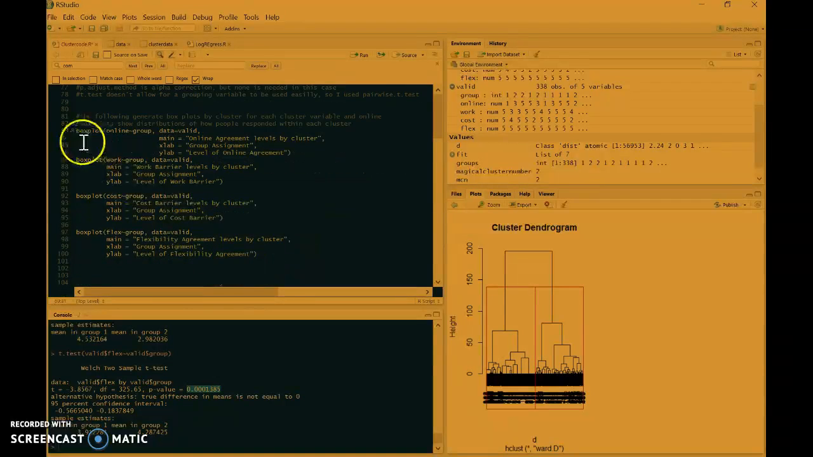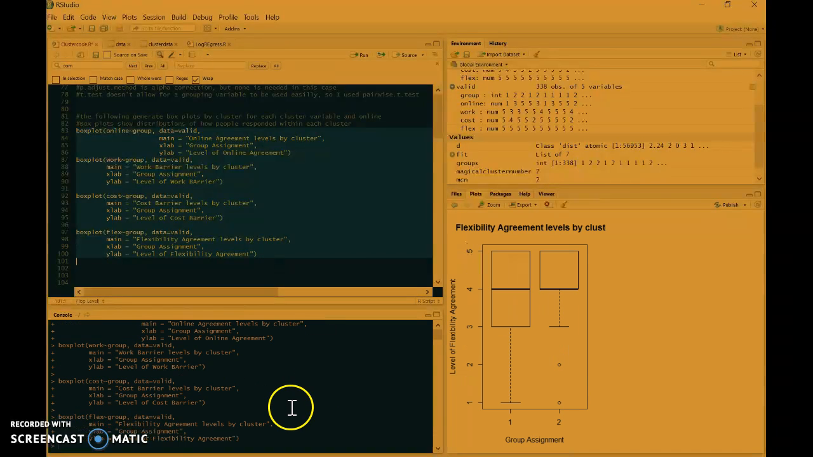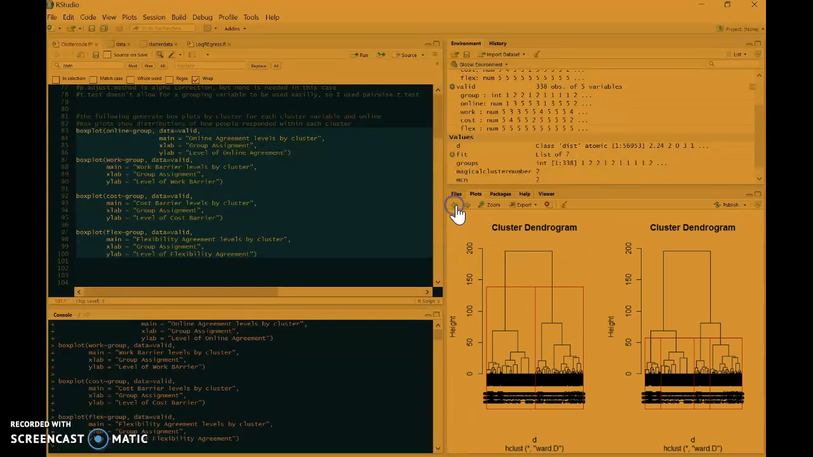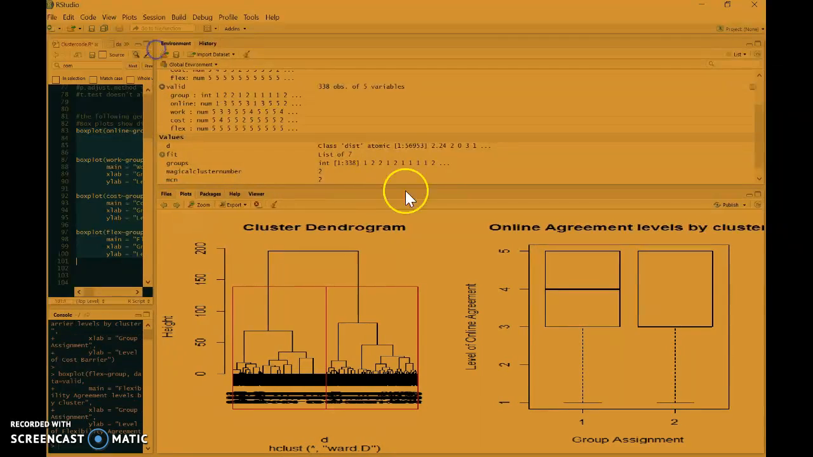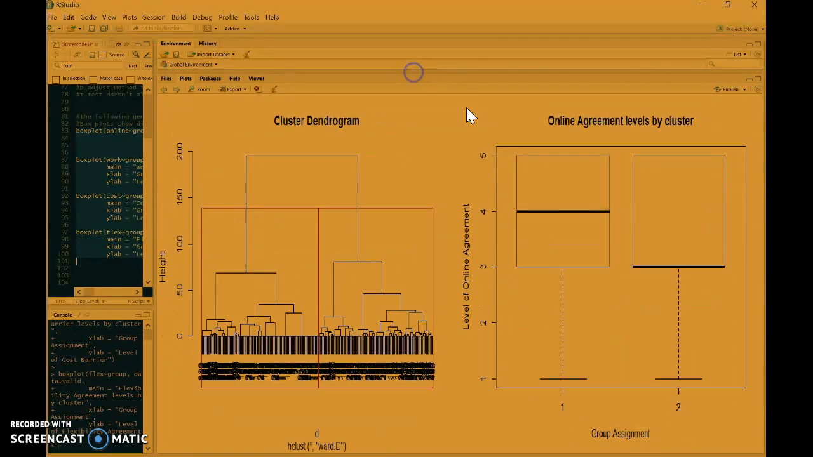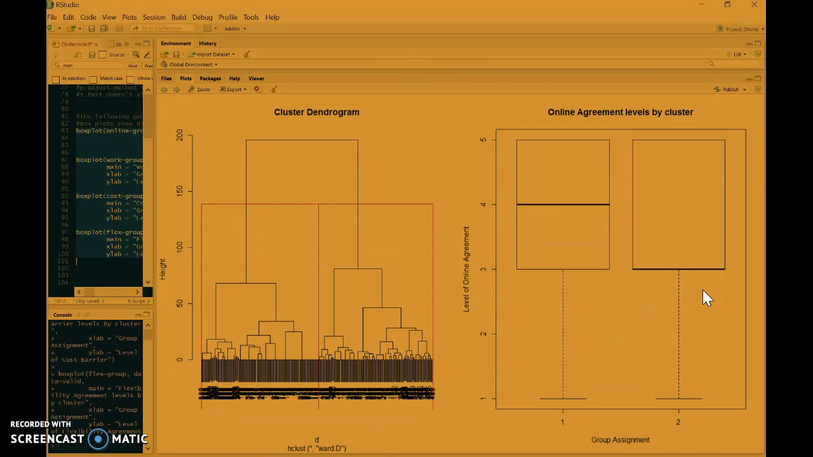We're going to do box plots now. Cool. Box plots are just going to show us more visually what I just said. They're going to show us the distributions. We're going to have one for online and for each clustering variable. Cool. Here's our first one. This is online.